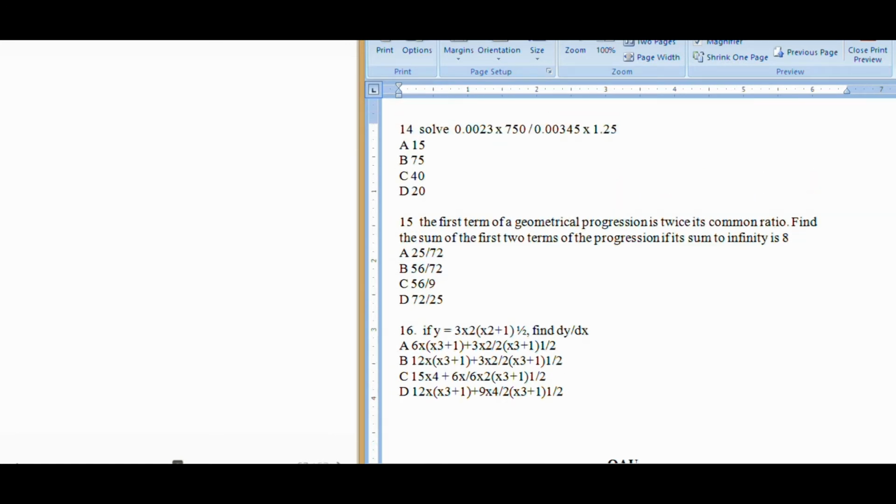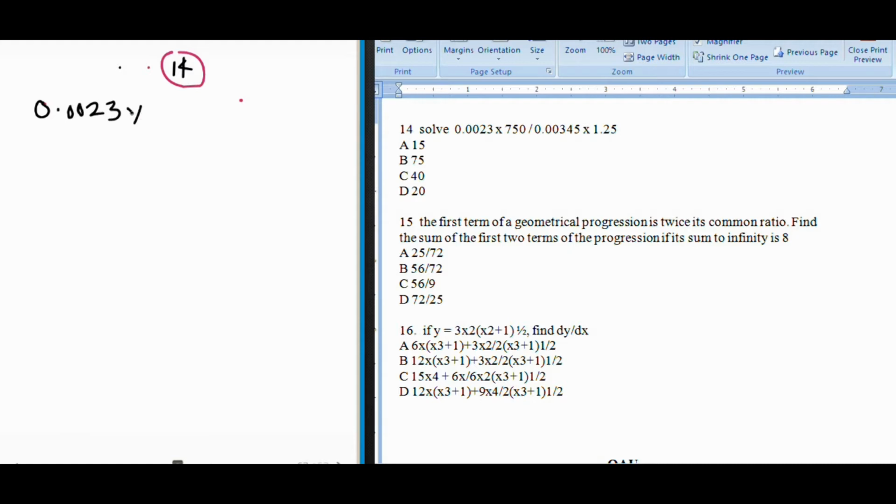0.0023 times 750 all over 0.00345 times 1.25. Now what you do is very simple. Multiply the numerator. Whatever thing you get, divide it by 0.00345. Alright? Whatever your answer is, divide it again by 1.25. And the answer will be 405.88.